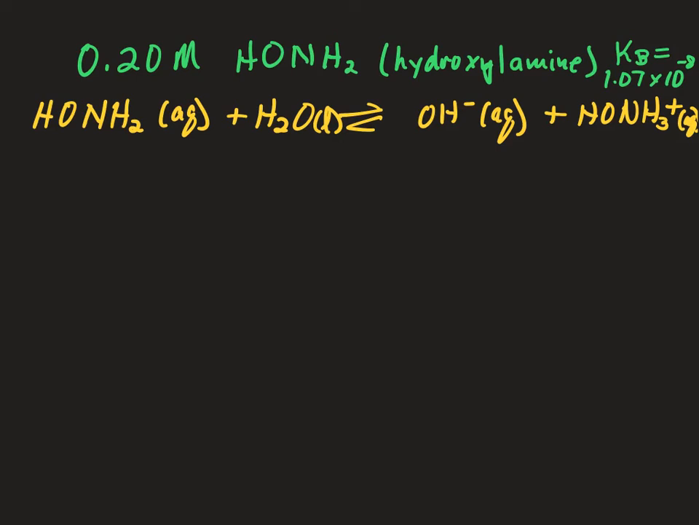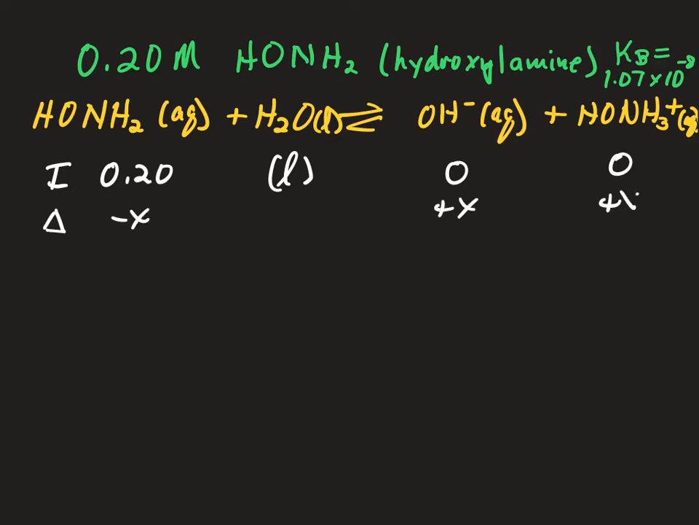And so we can set up our ice table. Our initial concentration is 0.20. We don't care about water because it's a pure liquid. 0 hydroxide ion, 0 hydroxyl ammonium ion. Our change is going to be minus x, plus x, plus x. When we reach equilibrium, we're going to have 0.20 minus x, x, and x. But because our Kb is such a small number relative to our initial concentration, before we work way too hard, we're going to try to just ignore that number. We'll work the problem ignoring, subtracting that tiny number from that big number.